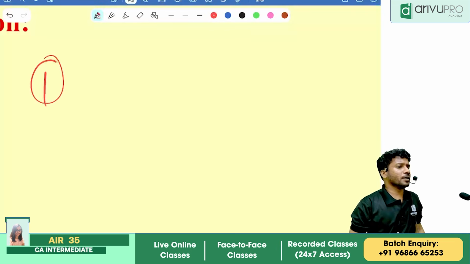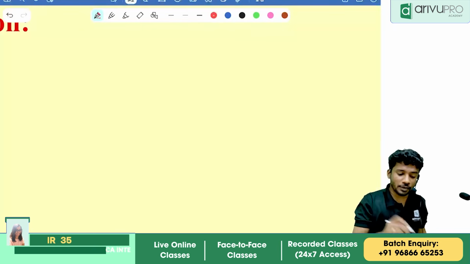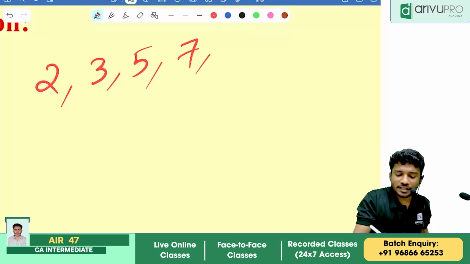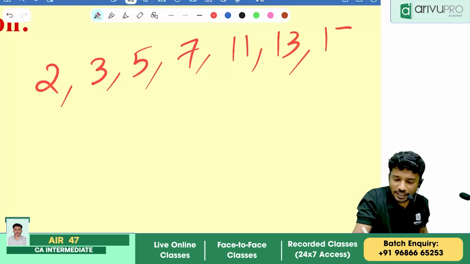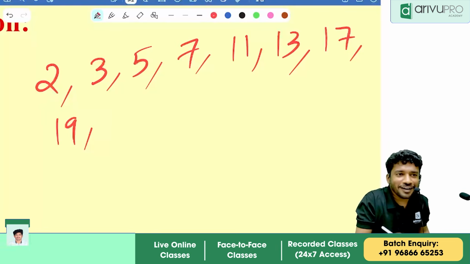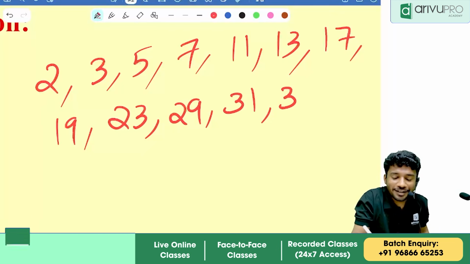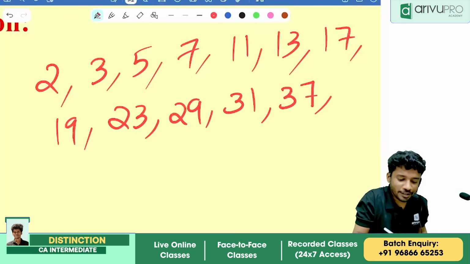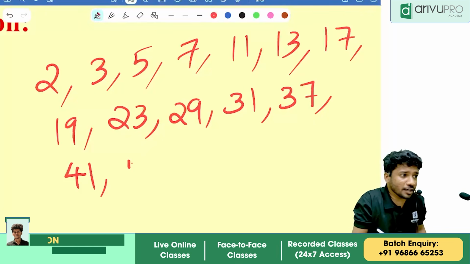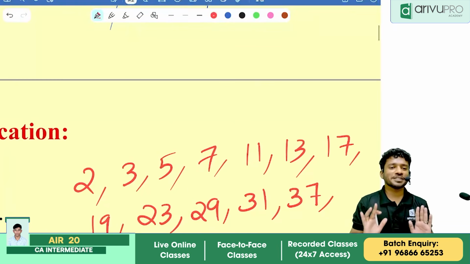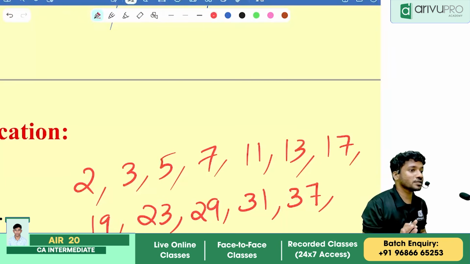Is 1 a prime number? No, it is neither prime nor composite. First prime number 2, then 3, 5, 7, 11, 13, 17, 19, 29, then 31, then 37, then 41 is there? Yes. Then 43. Okay, this much is not enough. This much is enough. Till 37, you need to know, because they will directly ask prime numbers.